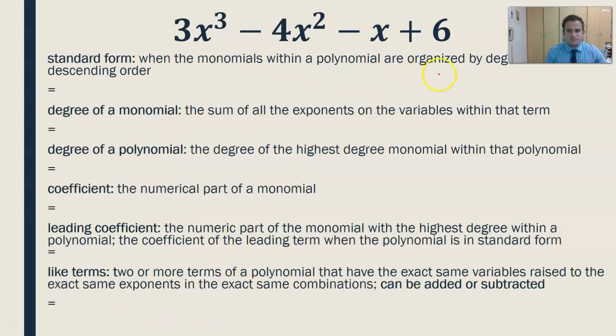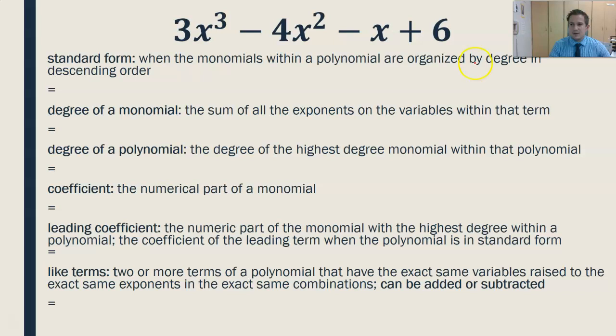Okay. Can we see this beyond my face here? Standard form is when the monomials within a polynomial are organized by degree in descending order. So degree, let's skip down really quickly to the degree here. The degree of a monomial is the sum of all the exponents on the variables within that term. So notice here's a term, here's the variable, here's the exponent.